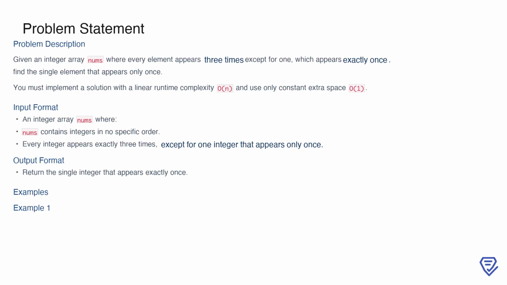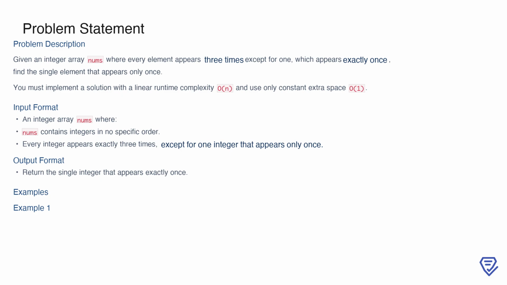In this problem, we are given an array of integers called nums. Each number in this array appears exactly 3 times, except for one unique number that appears only once. Our task is to find that single number that occurs exactly once.